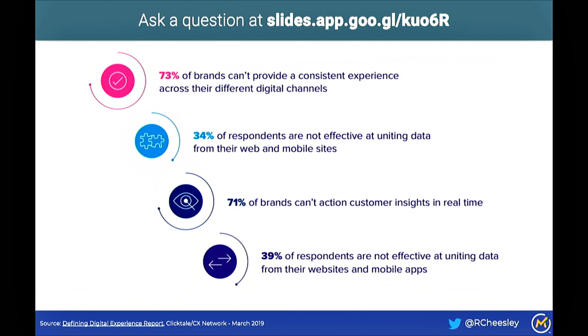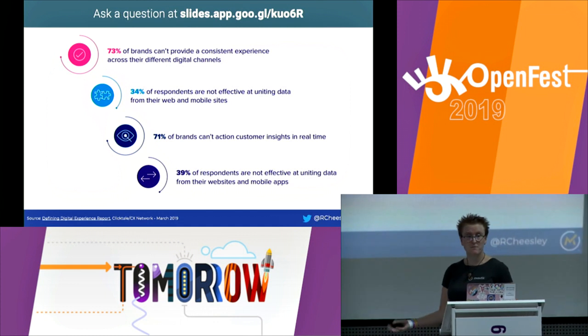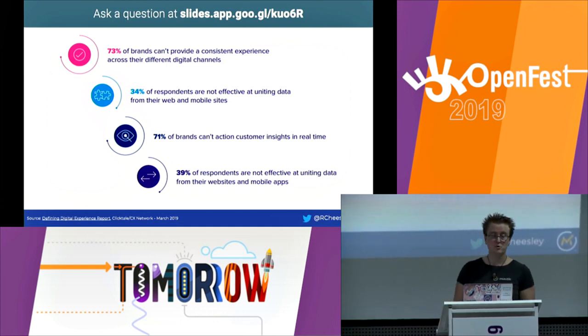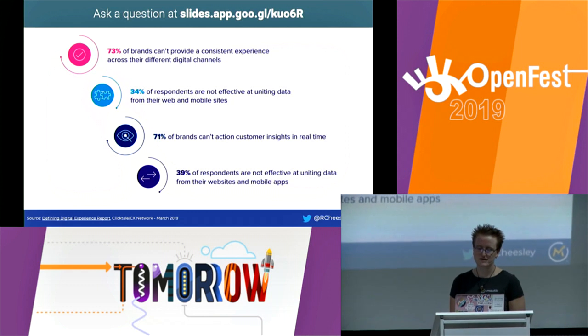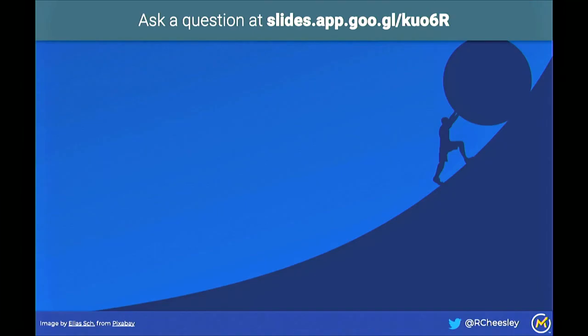And 71% of them have insights, but they can't do anything about it in real time. Around 30 to 40% have real problems uniting information from their website and their mobile sites or their applications. So it's a big problem, and it's not a big problem just for small businesses, it's a big problem at huge scale. So why do we care about this? Why does it matter? Well, ultimately, when you have a lack of consolidated data, it's really difficult for you to be able to deliver a personalized experience.